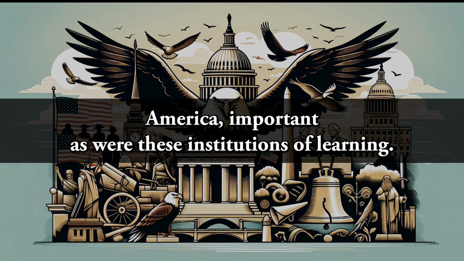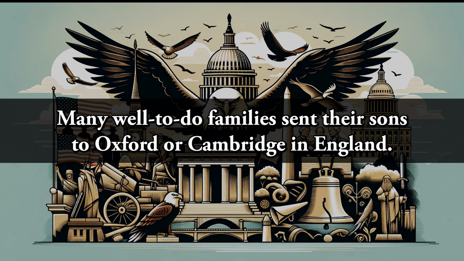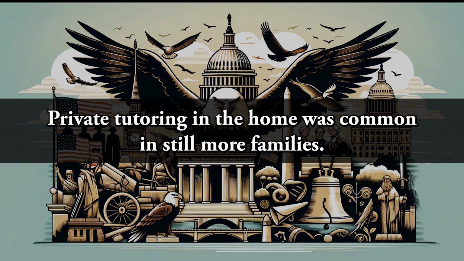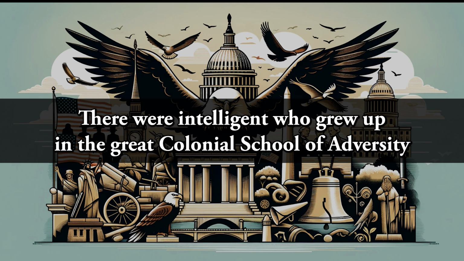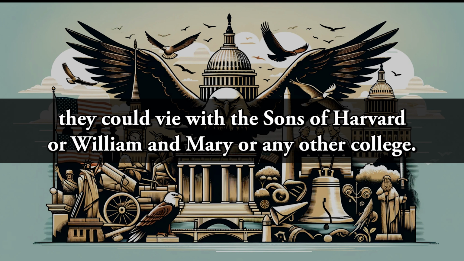Self-education in America. Important as were these institutions of learning, higher education was by no means confined within their walls. Many well-to-do families sent their sons to Oxford or Cambridge in England. Private tutoring in the home was common. In still more families there were intelligent children who grew up in the great colonial school of adversity, and who trained themselves until in every contest of mind and wit they could vie with the sons of Harvard or William and Mary or any other college.